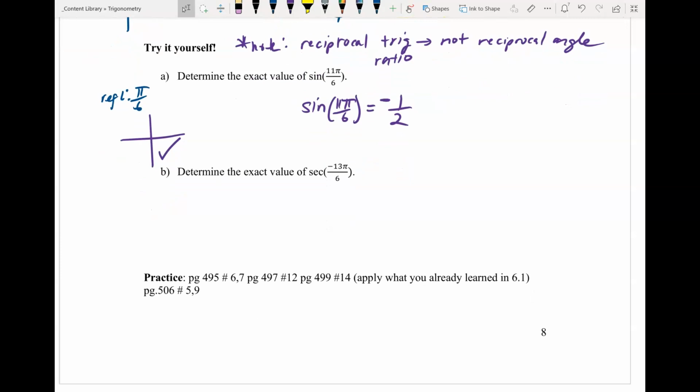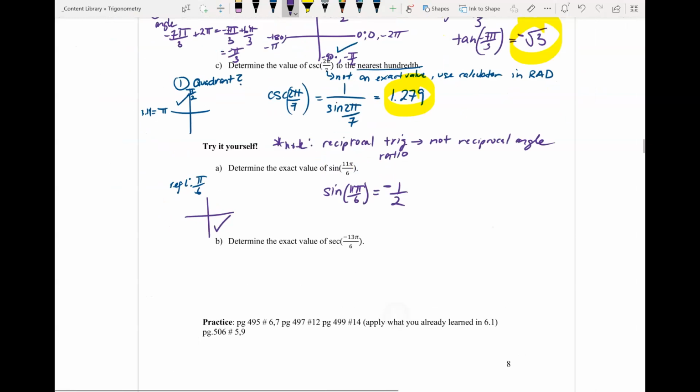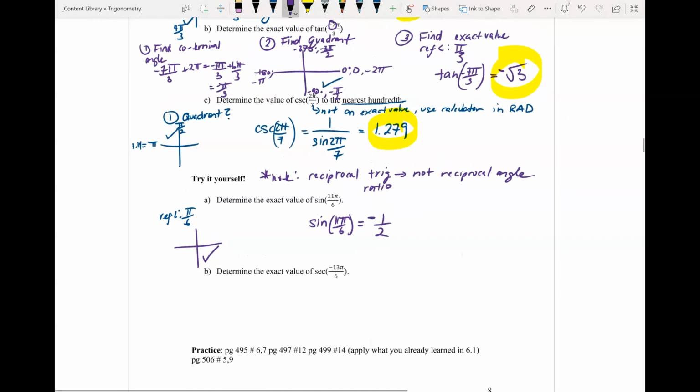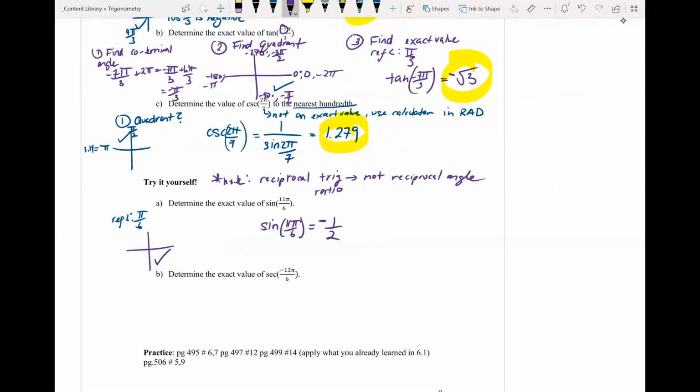Your last question is determine the exact value of secant, negative 13 pi over 6. If you look at our first step, it's exactly the same type of question as B. We have a reference angle pi over 6. You can tell that right away.